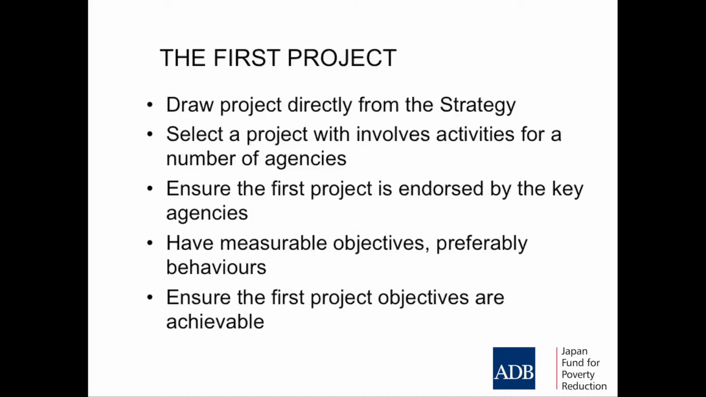Ensure it's endorsed by those key agencies, that they'll agree to do what they'll do. Have measurable objectives, and ensure the first project objectives are achievable. Don't target something that's impossible for you to achieve, because then when you finish the project and you've seen it hasn't been achieved, everyone's going to get downhearted. You don't want that. You want to have a project where your objectives are achievable, where you know, given the project that you're going to implement, it will achieve the goal.